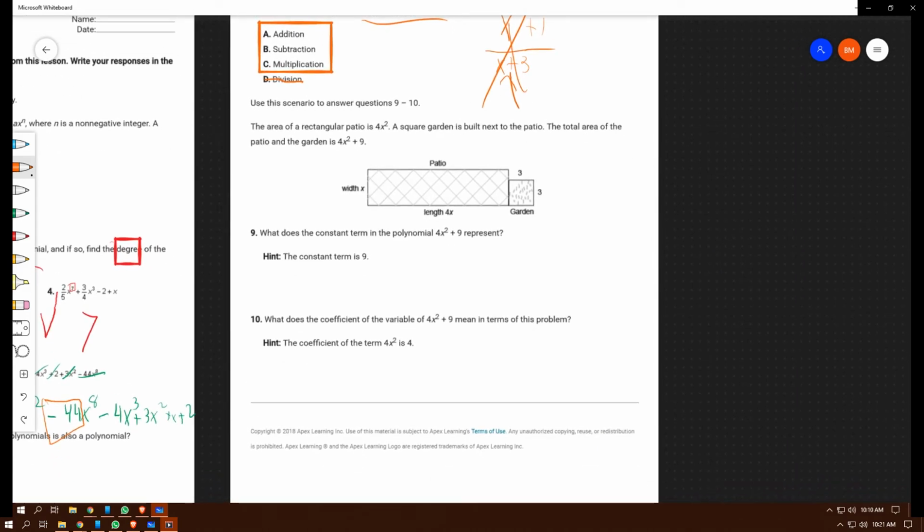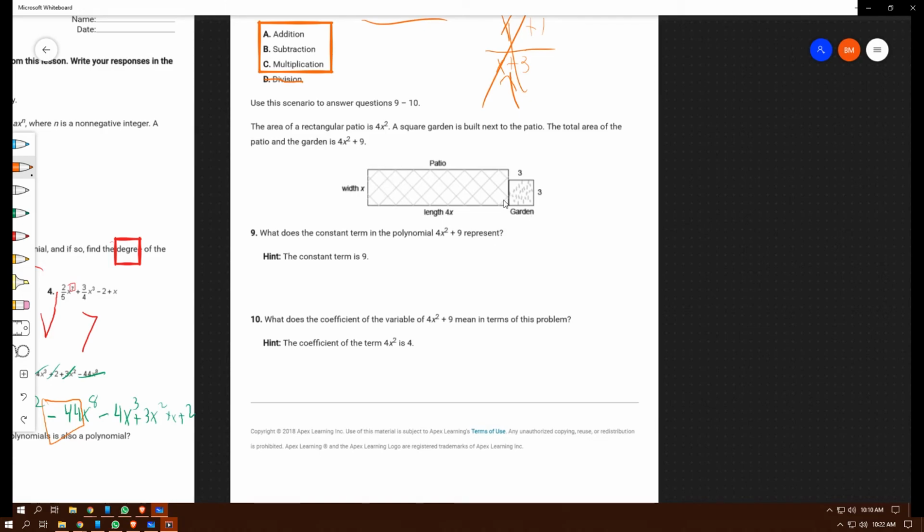Straightforward. All right, next one is the area of a rectangular patio is 4x squared, right? Which makes sense because the length is 4x, the width is x. I find the area of a rectangle by multiplying length times width. 4x times x is 4x squared. We build a square garden. Looks like an area of 9, right? Because 3 times 3. The garden is 4x squared plus 9. That's the total area of the patio and the garden.